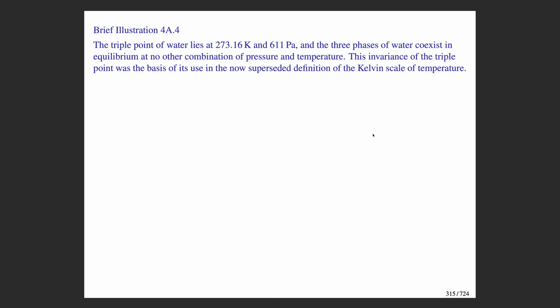There's no problem to solve here. This is really just more of a factoid. The triple point of water is at 273.16 Kelvin and 611 pascals. All 3 phases of water coexist with each other at equilibrium. And in fact, this special point was, and maybe still is, used as the basis of the Kelvin temperature scale.